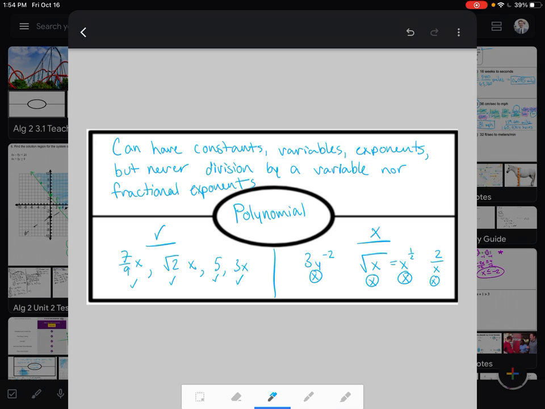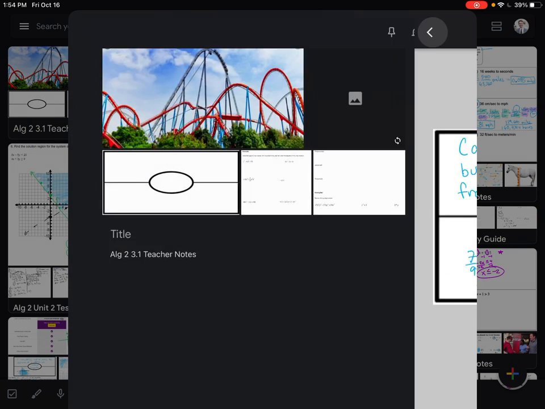So some examples and some non-examples. And with a little bit of practice, we'll see that the common ones where they'll try to trick you and say, is this a polynomial? And you'll just have to identify some of those factors. So again, the big ones to remember though, negative exponents, fractional exponents, or division by a variable.